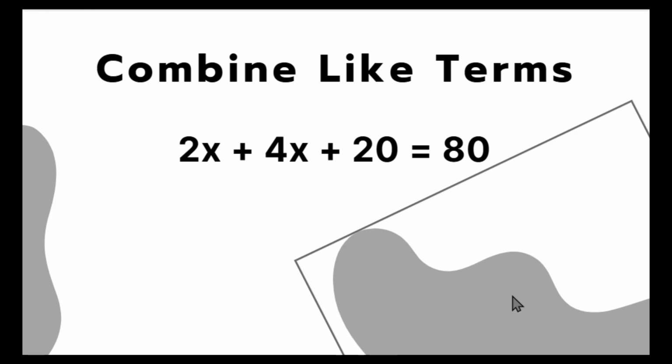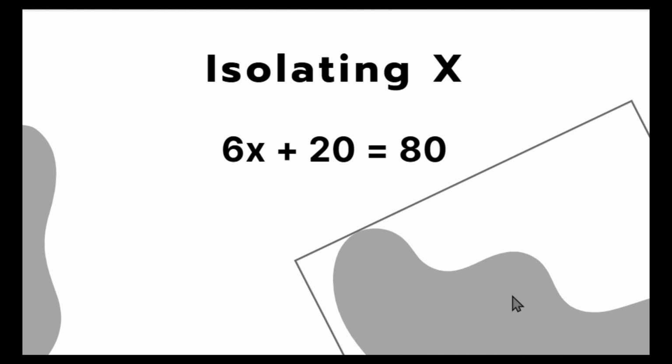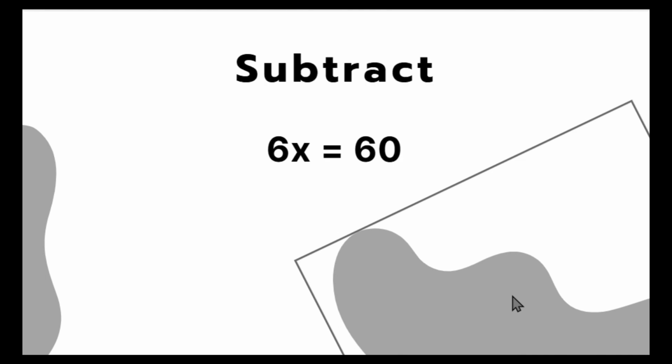The next thing we do is combine any like terms. 2x and 4x are like terms, so when they are added, they give us 6x. To isolate the x, we need to remove 20. To do this, we subtract 20 from both sides. This will get us 6x equals 60. Then we divide both sides by 6 to find x.